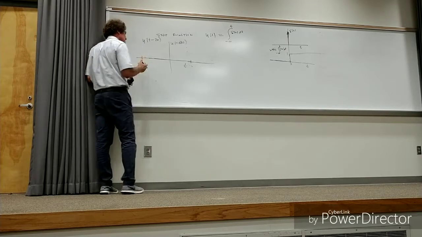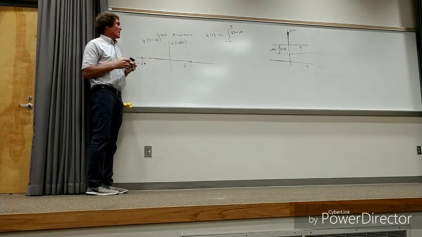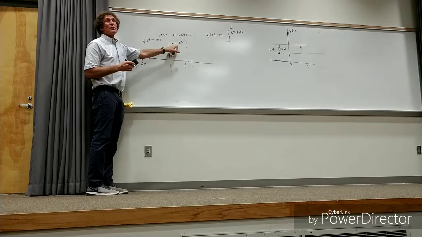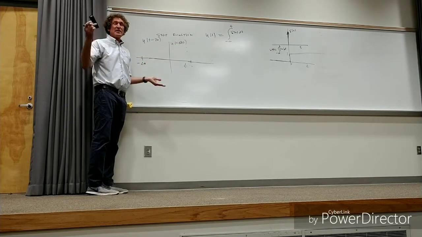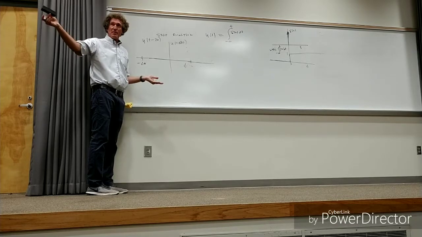I know that's where the transition is. Then go a little lower than that. What if t is equal to minus 21? Minus 21 plus 20 is minus 1. U of minus 1 is 0, right?